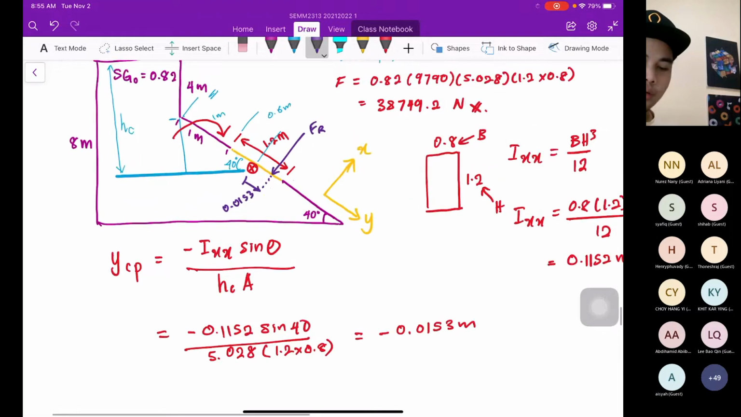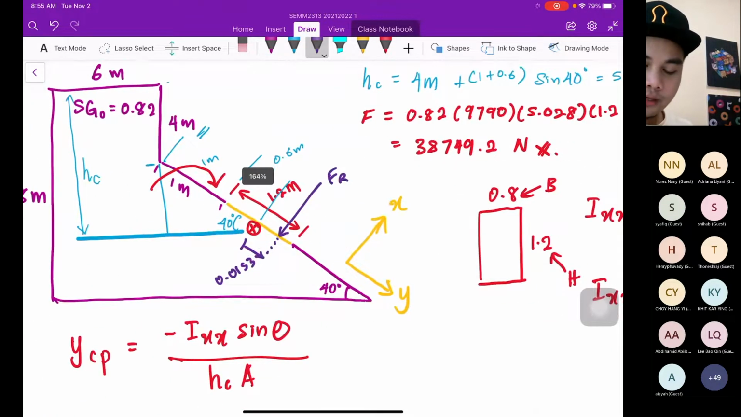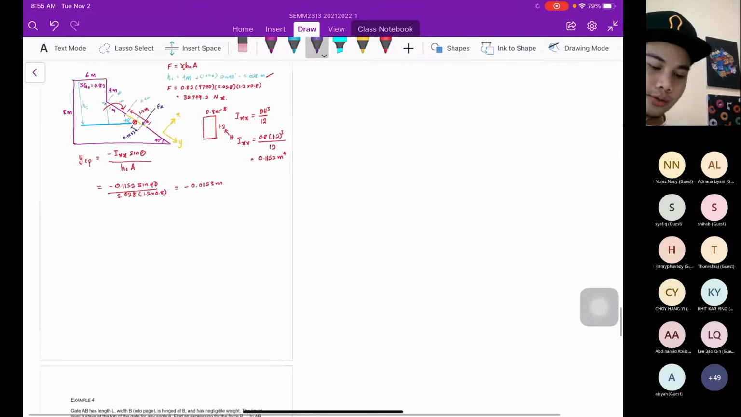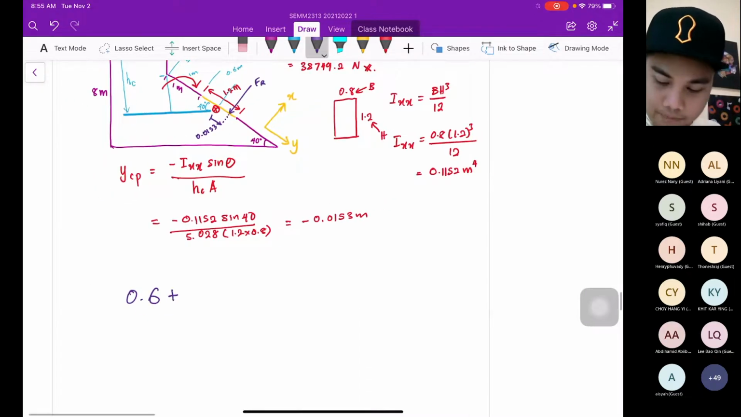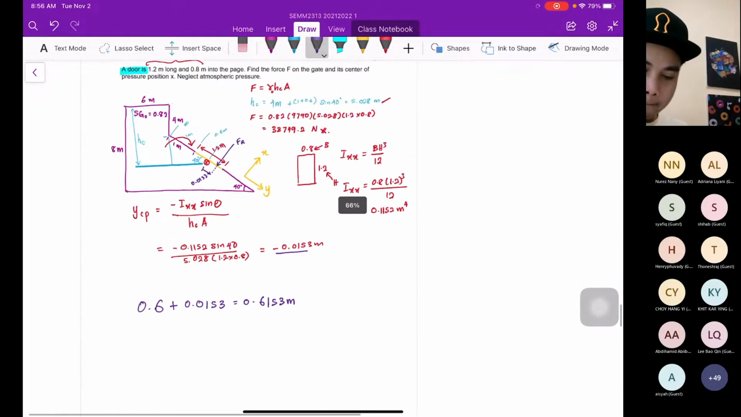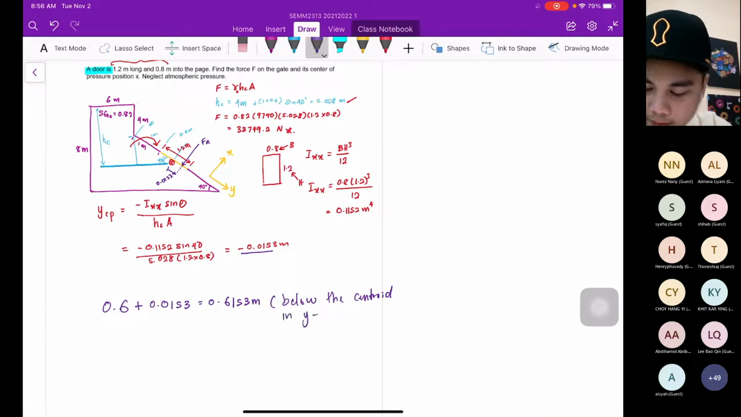Okay, so in order to calculate here, we can see that this is half, 1.2 divide with 2, which is 0.6. Okay, so 0.6 is the centroid. We need to plus with this value, 0.0153. So you will get 0.6153 meter. Okay. So there are two options to answer this question. You can simply say it is 0.6153 below the centroid in Y direction.